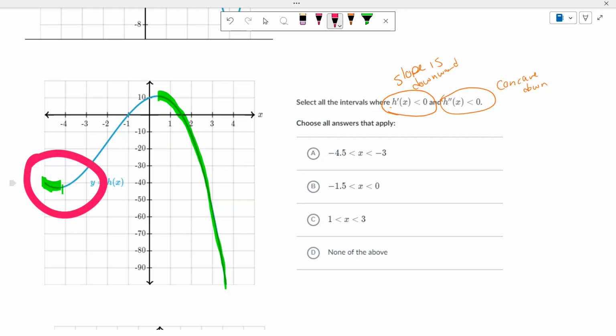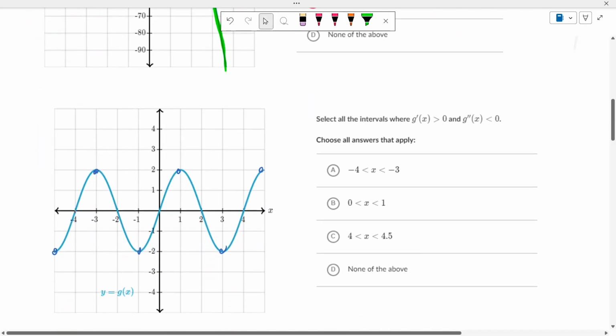Well, from 1 to 3, it works. So I would guess, whoops, this is the answer. Okay. Because negative 4.5 to negative 3, it's concave up, so that's why it wouldn't work. Negative 1.5 to 0, it's concave down, but the slope is up, so that's why it wouldn't work. But the 1 to 3 would work.